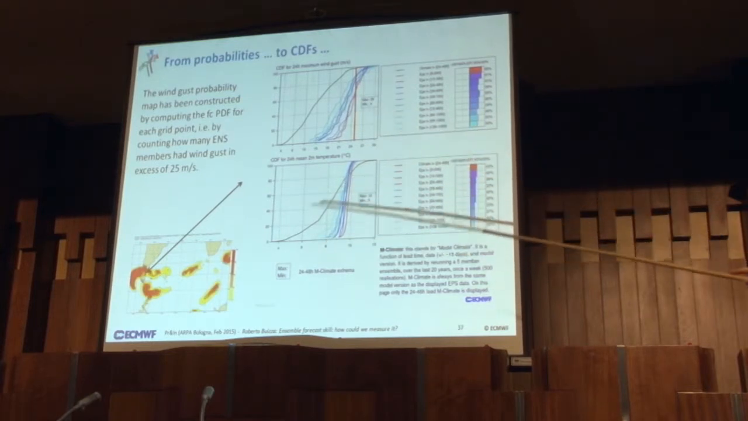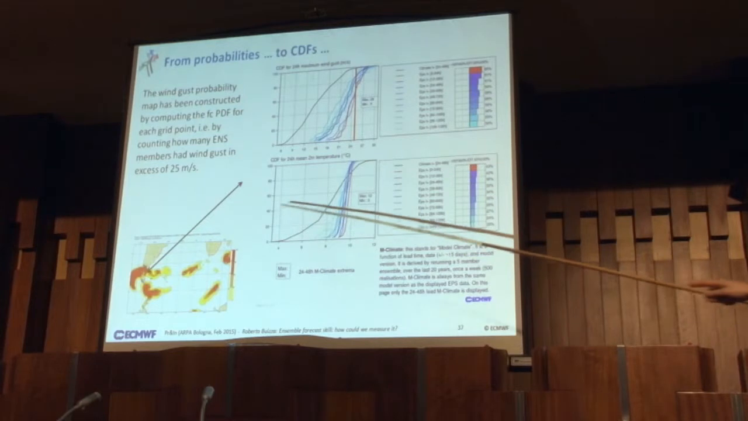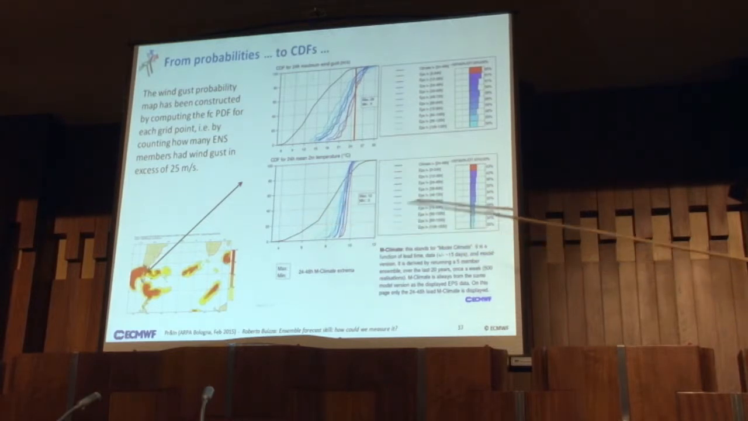2 meter temperature for this grid point is actually not very extreme. In fact, the extreme forecast index is low, 43% compared to 85%. The distributions are actually not too far from the climatological one.